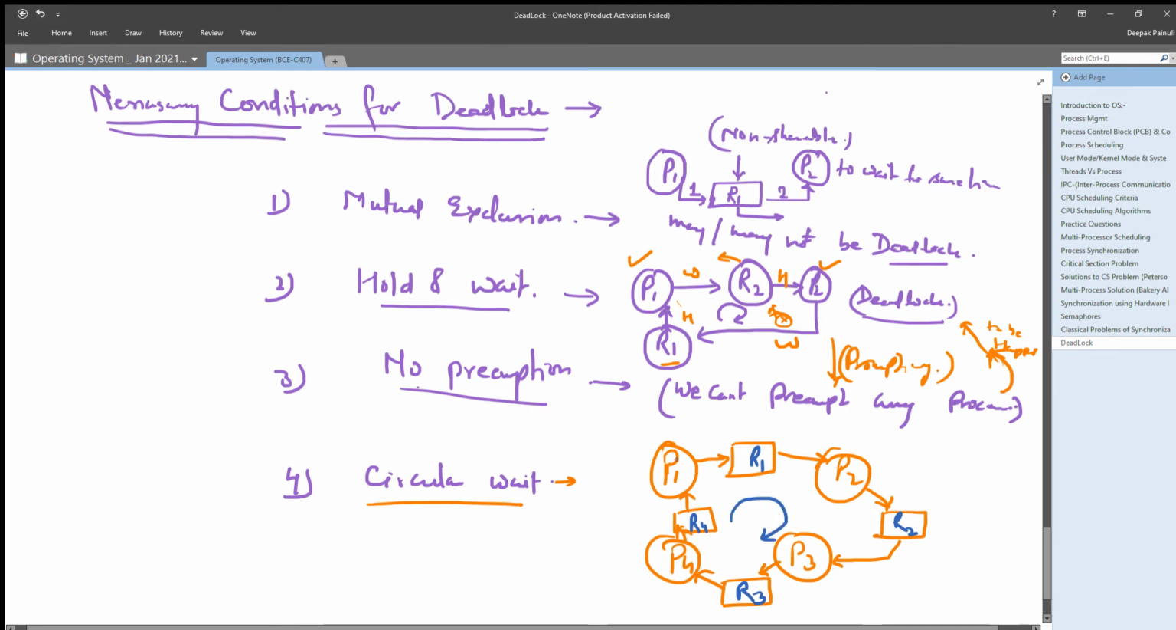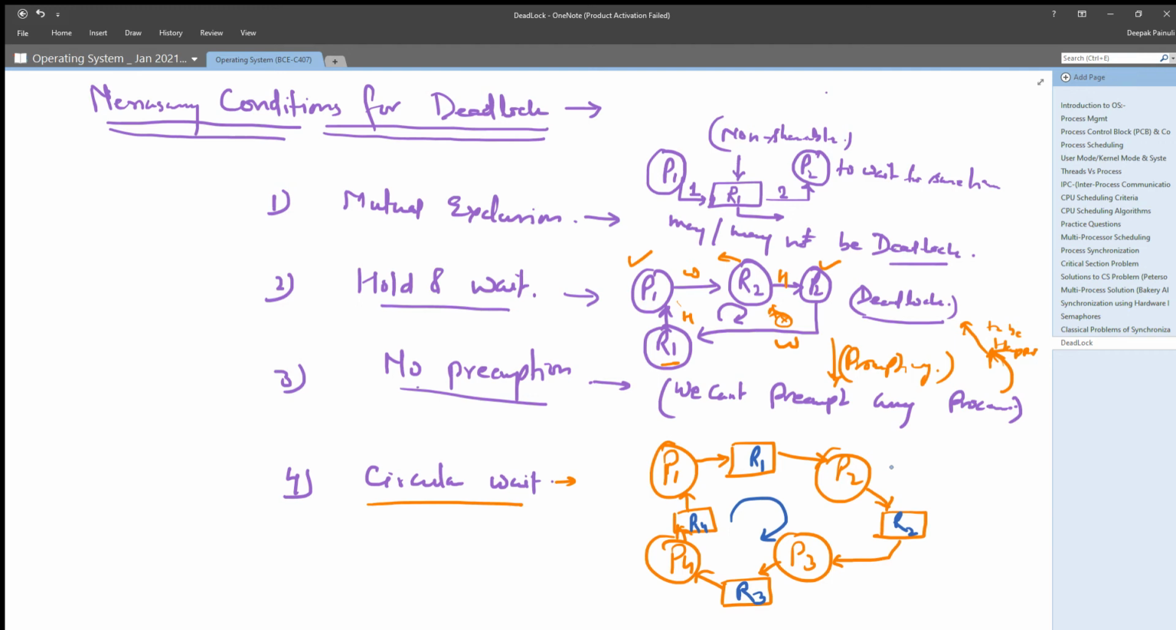Why? Because P1 is waiting for R1, and R1 has been engaged by P2, right? And P2 is demanding R2, and R2 has been engaged by P3, right? In a similar way, P3 is demanding R3, and R3 is engaged by P4, and P4 is demanding R4, and R4 is engaged by P1. So there is a circular wait for all the processes in the line, right? This type of situation is called circular wait. So whenever this condition appears, there will be a deadlock.